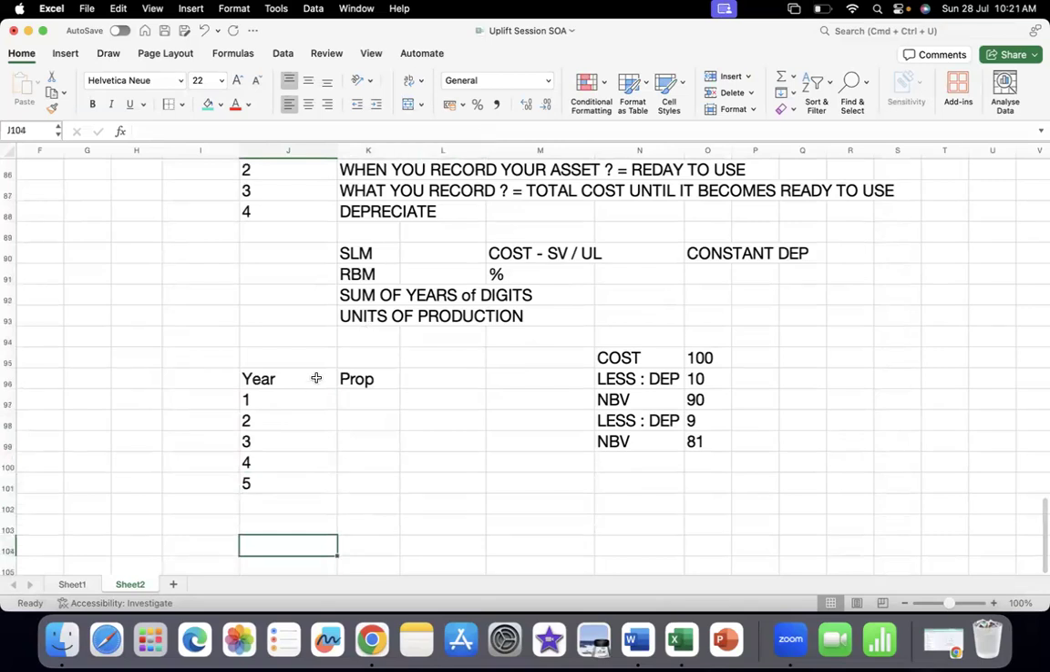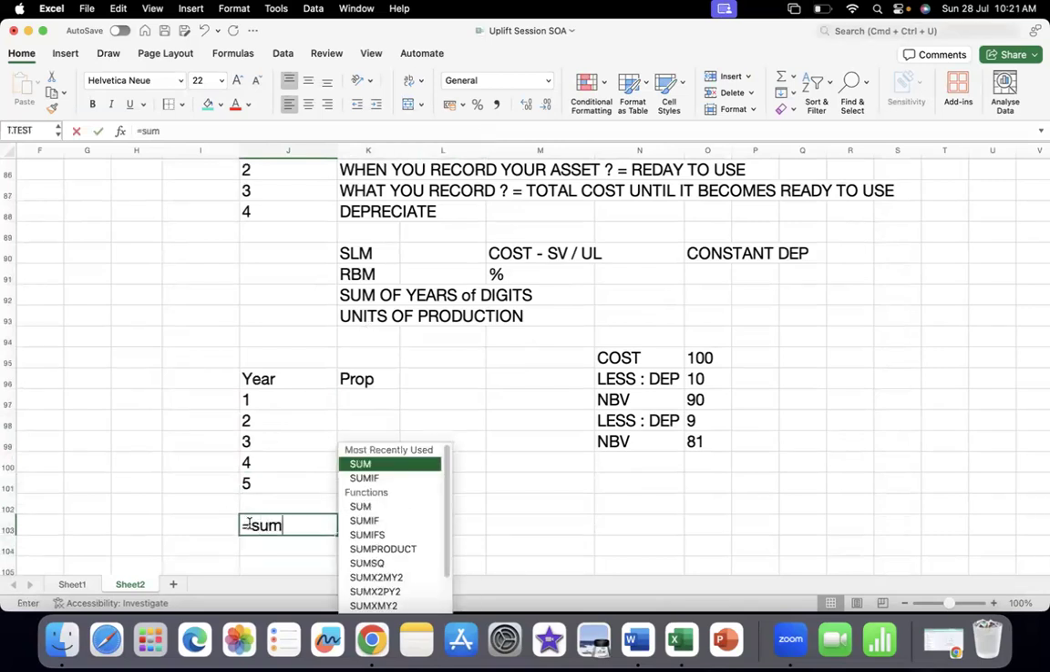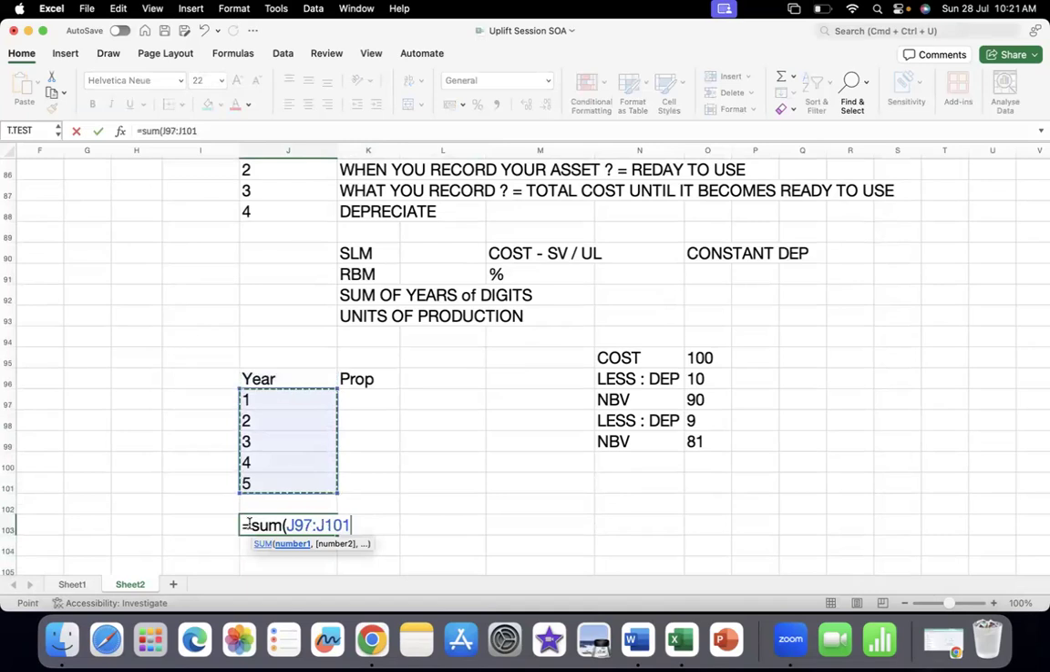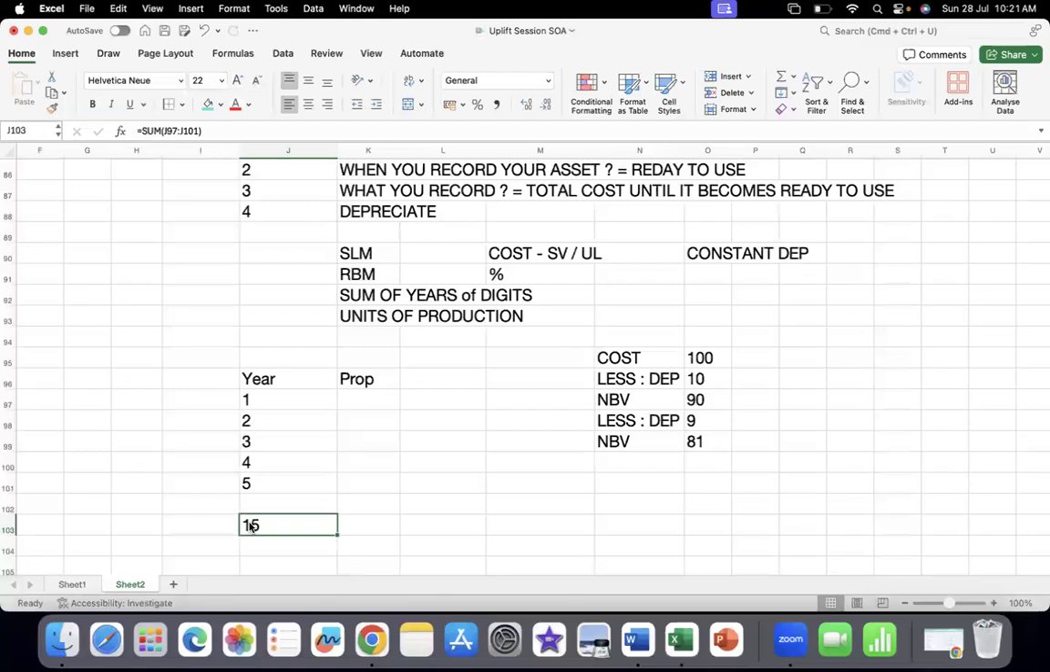So it's a sum of years. You do a sum of years first. This comes to 15, right? And then out of this, you give a proportion. So when you're using the machine for the first time, what proportion do you get? When you start using the machine, you still have 5 years left out of the whole 15 years of arithmetic time. So it becomes 5 by 15.